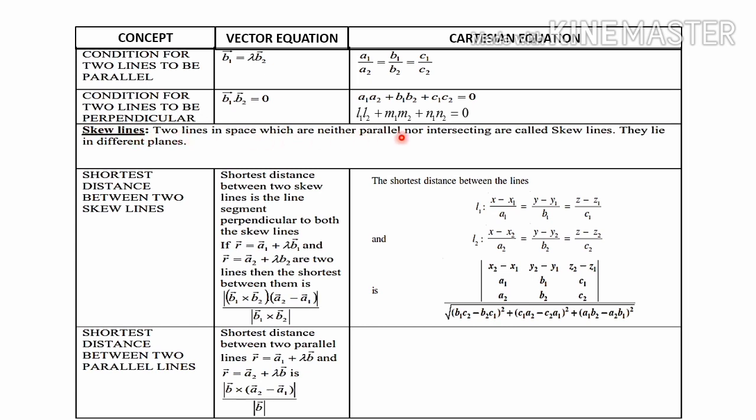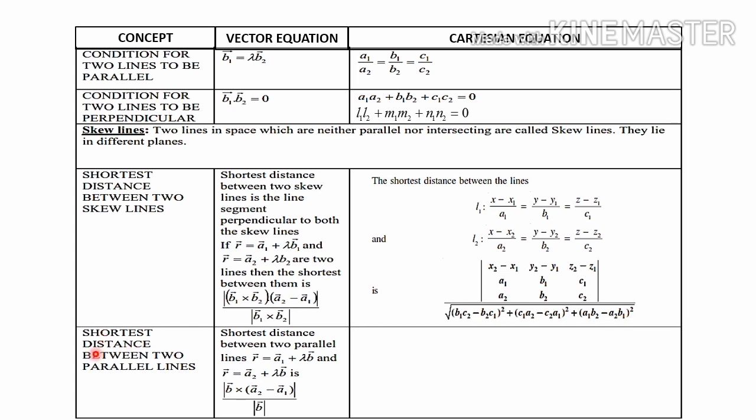Skew lines are lines which are neither parallel nor intersecting, and they lie in different planes, that is, they are non-coplanar. The shortest distance between two skew lines we have already learned. Earlier we used the modulus together, but here I'm keeping it separate because it is easy for you to calculate. Both are the same. It is modulus of (b1 cross b2) dot (a2 minus a1) divided by modulus of (b1 cross b2), and the Cartesian form is the determinant with rows (x2 minus x1, y2 minus y1, z2 minus z1), (a1, b1, c1), (a2, b2, c2), divided by the root of (b1 c2 minus b2 c1) squared plus (c1 a2 minus c2 a1) squared plus (a1 b2 minus a2 b1) squared.